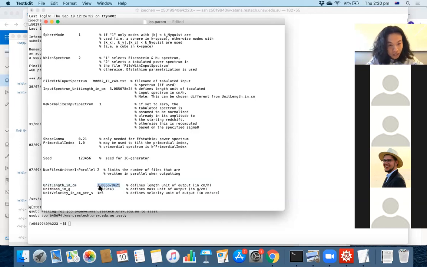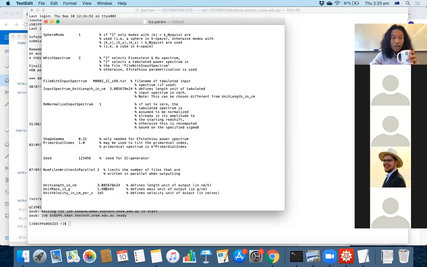NGENIC is set to this 3.0857 times 10 to the 21. That's kiloparsecs per h. That's probably because Volker is someone that does galaxy simulations, so kpc makes more sense. But for us, we want Mpc because that's what CLASS gives us. So you have to change this to 24 to change from kpc to Mpc.